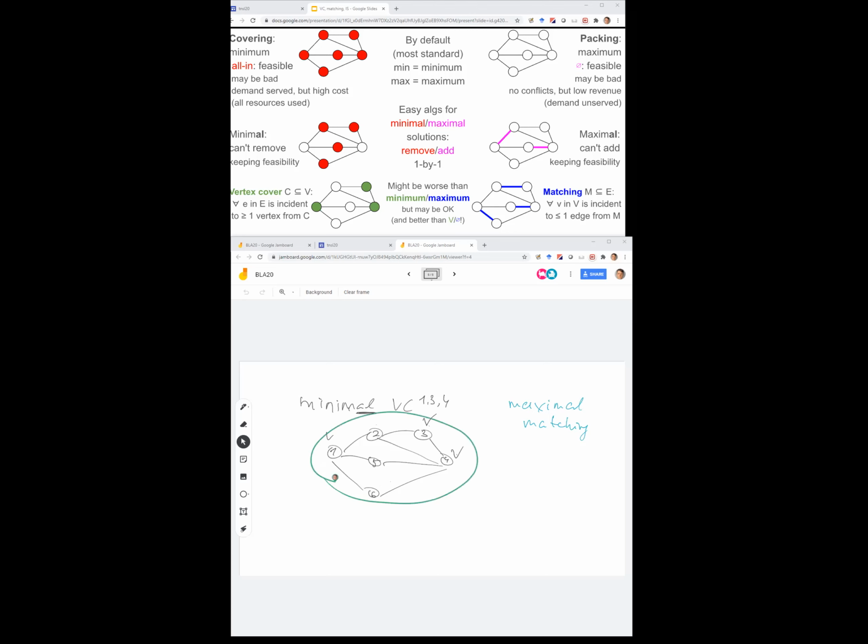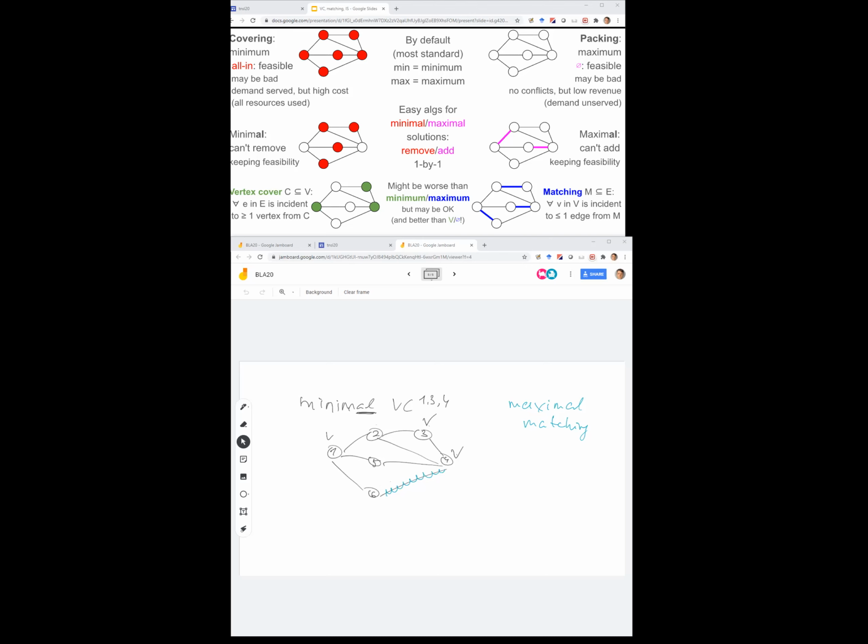There is nothing in the graph, no edge is in the matching. That's a matching. It's not a particularly good matching, but that's a matching. Let's start adding edges one by one. I don't know, let's put this edge in. This edge alone is a matching because there is no vertex which is incident to two edges in the matching. So that's a possible matching.